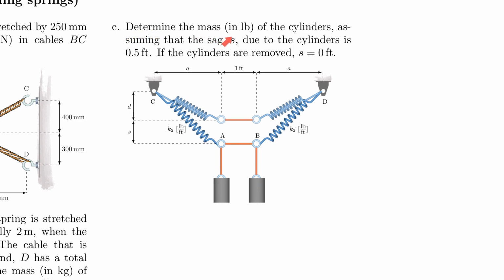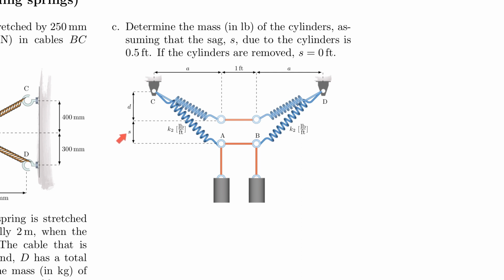Determine the mass in pounds of the cylinders, assuming that the sag S, so that's this value here, due to the cylinders is 0.5 feet. If the cylinders are removed, S is equal to 0. So this S would not exist. That's what this picture here is showing. Only if you hang the masses on there, you would actually create a vertical displacement.